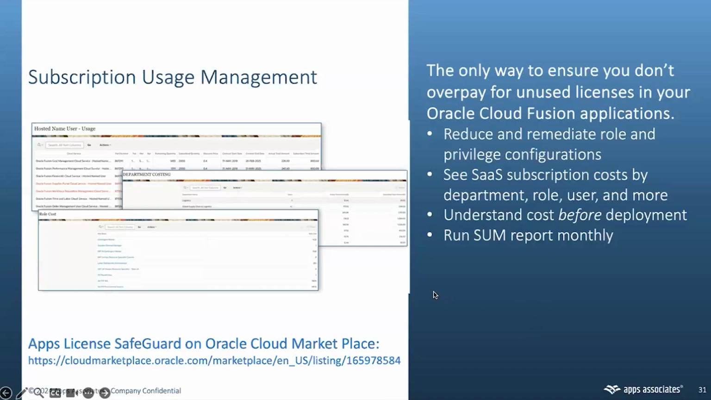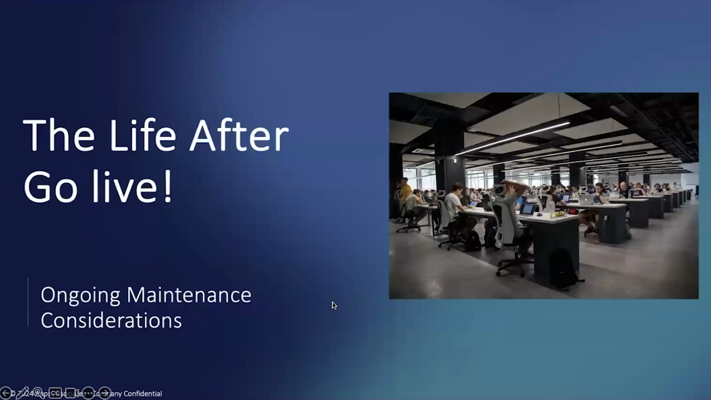So check out Apps License Safeguard. There's a video out there on Marketplace if you're interested in that. You don't have to have it. You can just use your SUM report and the drill-through reports Oracle gives you on a monthly basis as well to manage it. But check it out if you're interested.